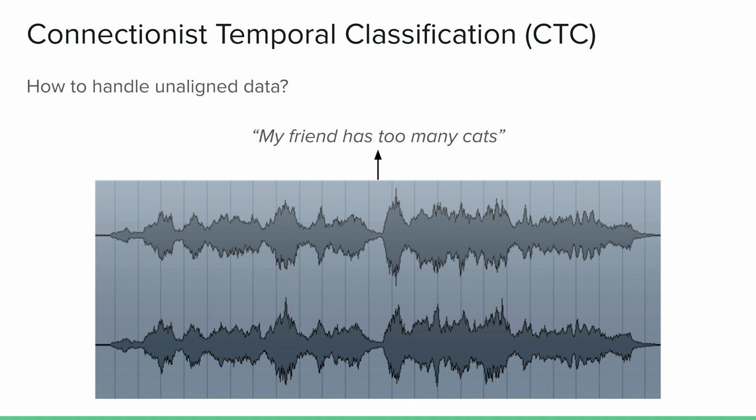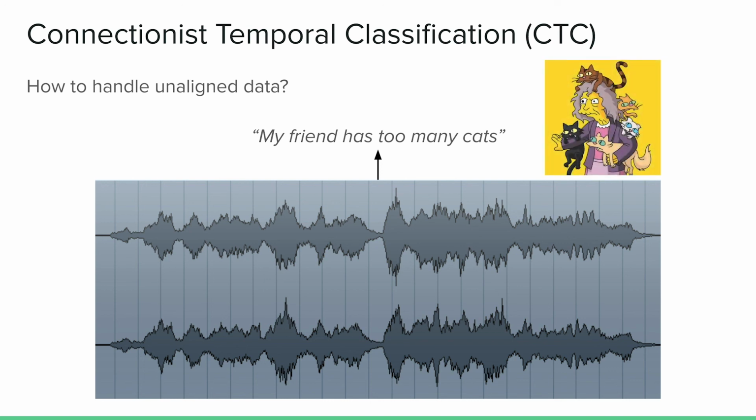So there's one thing I already mentioned before, which is the so-called CTC, connectionist temporal classification loss. The big question is, how do we handle unaligned data? We have two modalities: one would be the waveform, and we have the transcription of that waveform, which is, "my friend has too many cats." So the question is, how do we align them? CTC allows us to do alignment-free training here. We only need the input sequence and the second sequence that we want to produce as output.